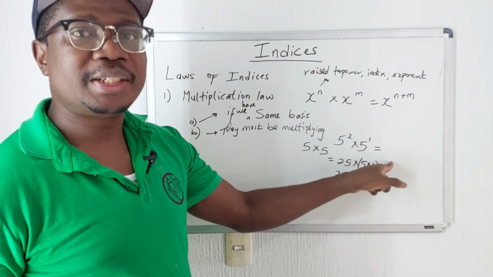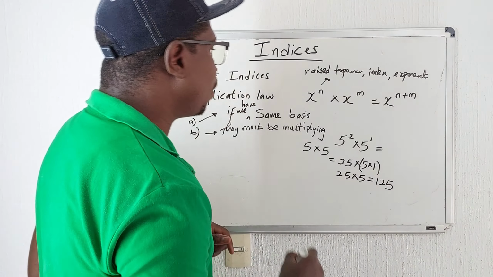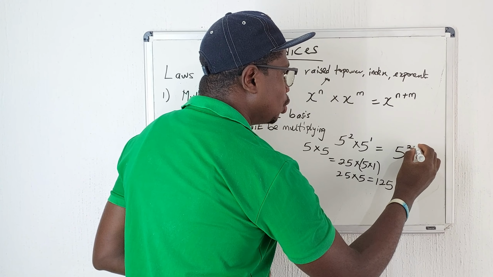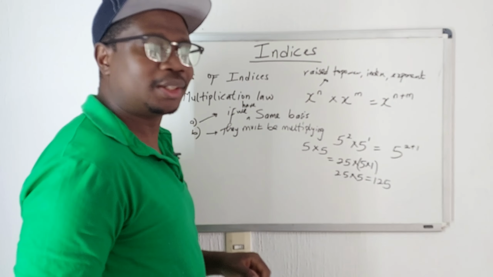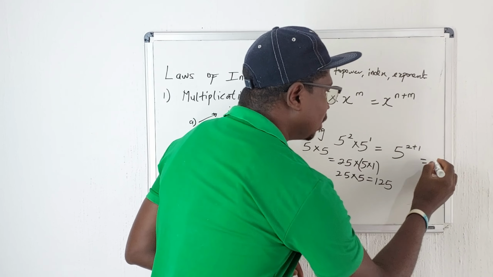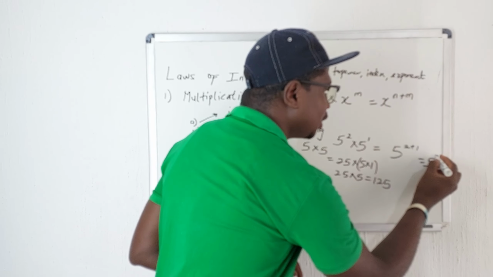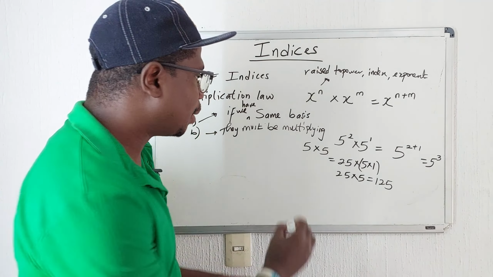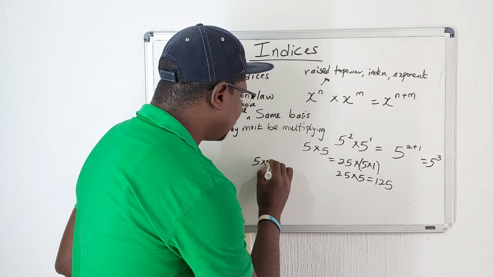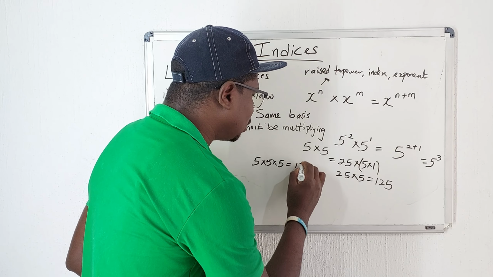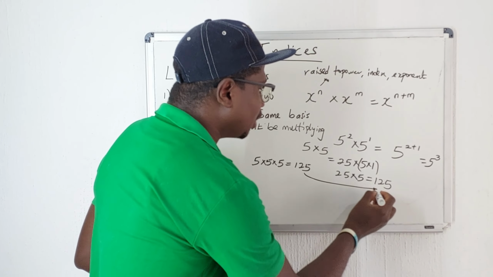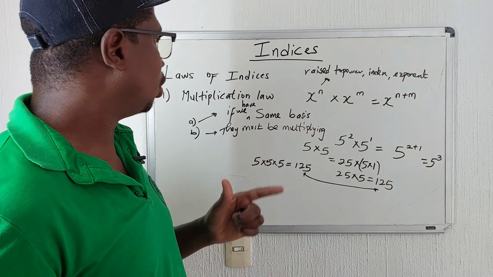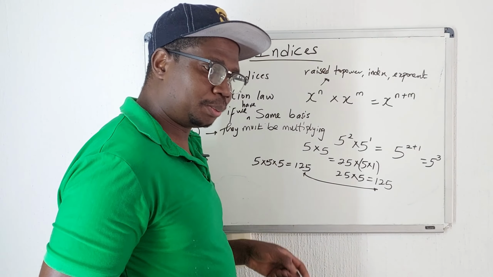But if we want to apply the indices rule, it is still the same: 5 to the power of 2 plus 1, which gives us 5 to the power of 3. And we have seen before that 5 raised to the power 3 is 5 times 5 times 5, which is 125. So we can see we have the same answer. That is basically what the first law is telling us.